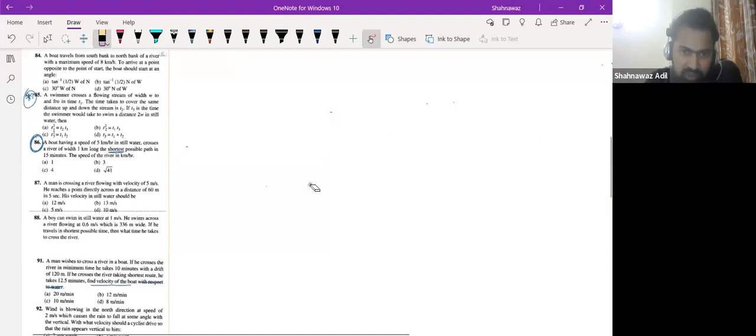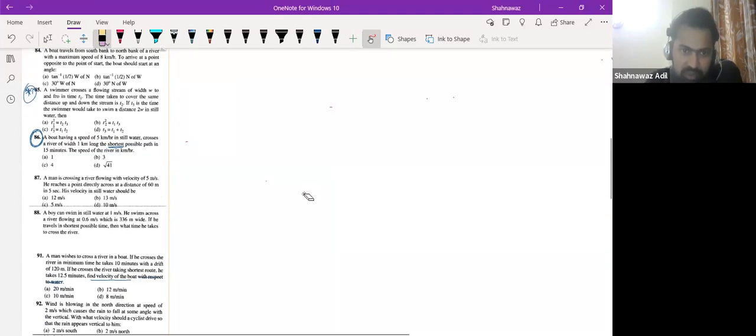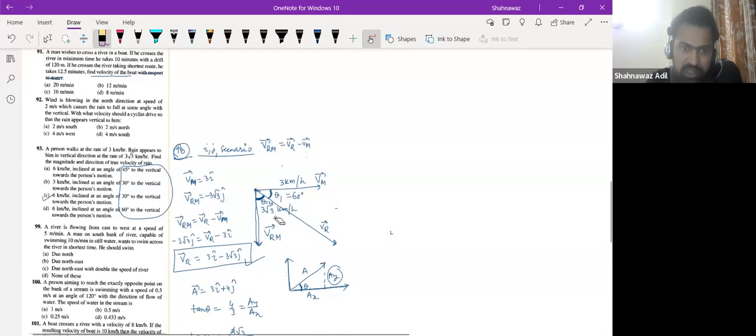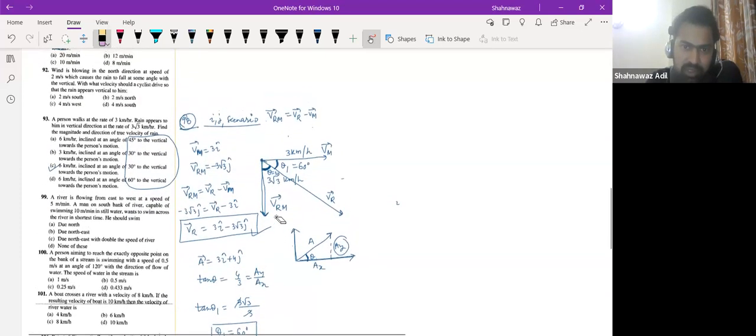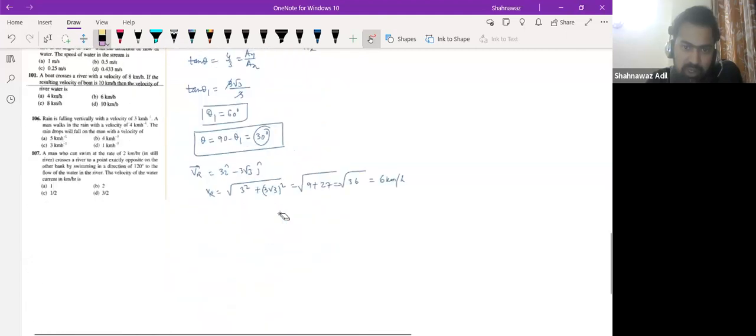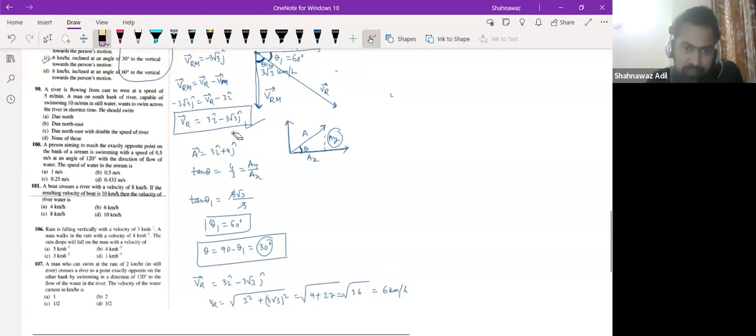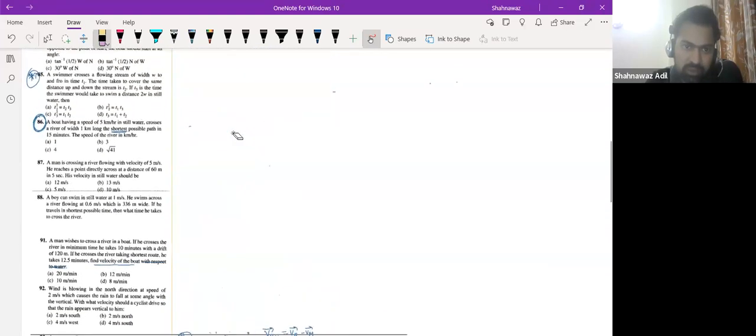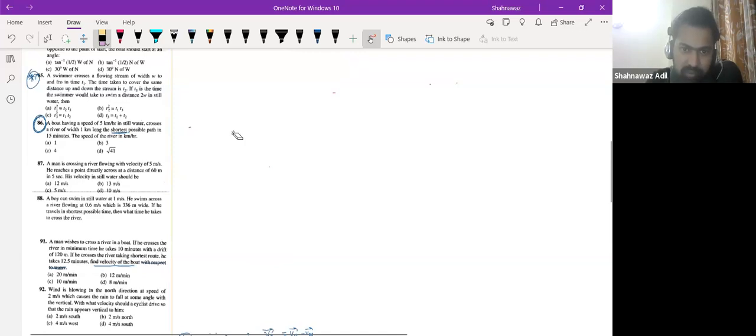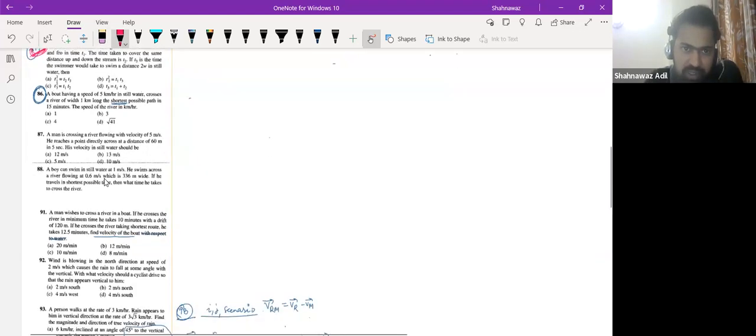Okay, so a man reaches directly across at 60 meters, his velocity in still water. So let's do a simple question. Right, a person, rain appears to be magnitude, and yeah, a man walks, the rain drops with velocity of. Okay. Yeah, so let us quickly do a simple question and then this question we will do. So this is a complicated one. This one we will do, but let us first do a simple question.